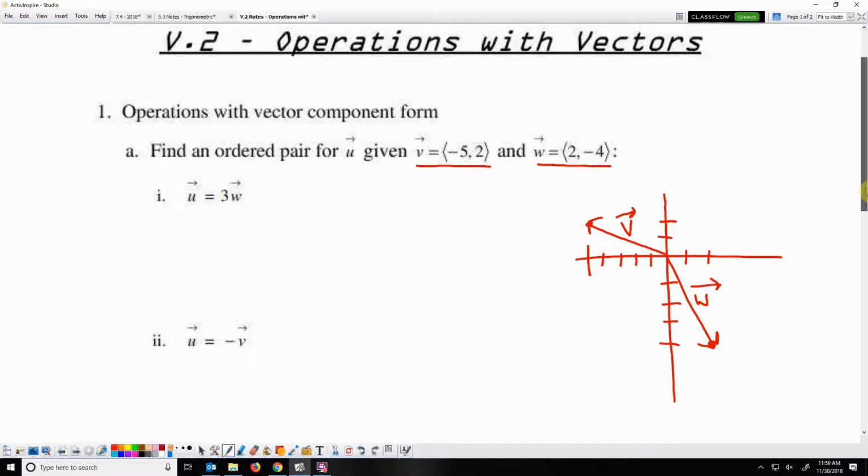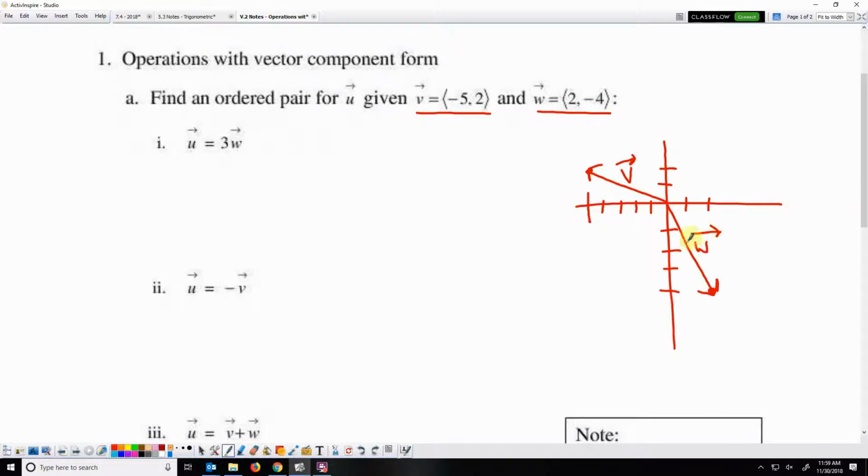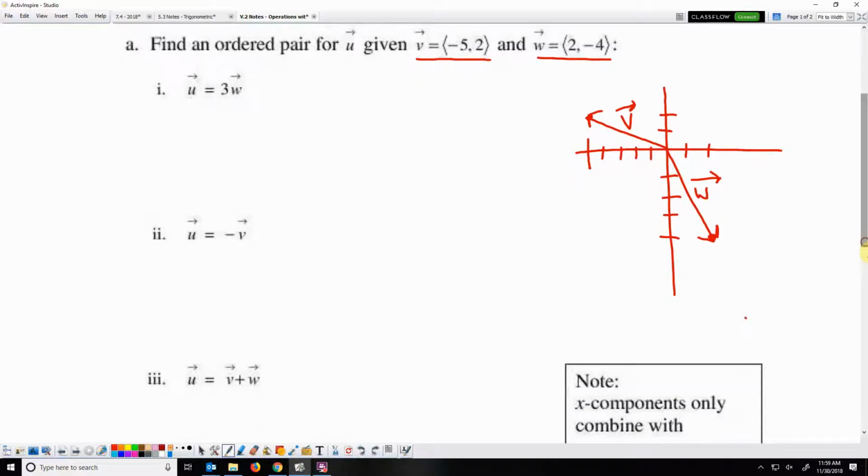What we did in our previous lesson was graph these, or add them and multiply them and all those different operations graphically. So we would go over 2 down 4, then another over 2 down 4, and another over 2 down 4, and it would look about like that. So that's what it looked like graphically. But we're going to do it algebraically today.